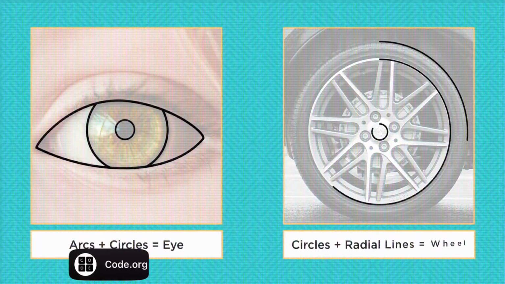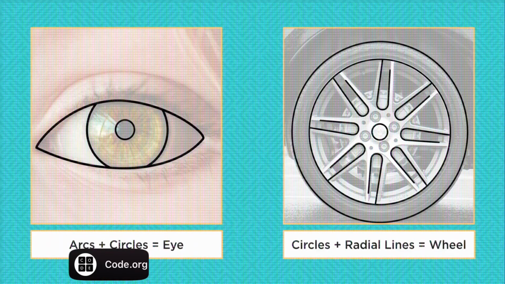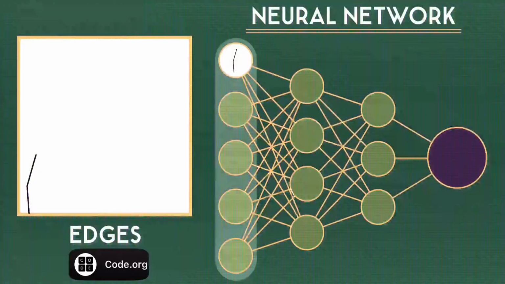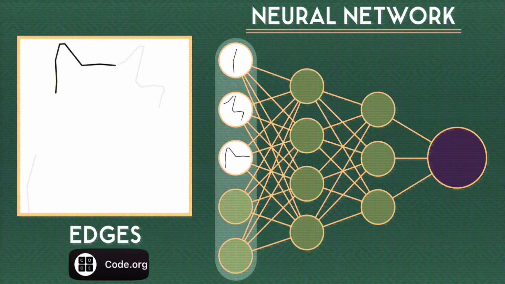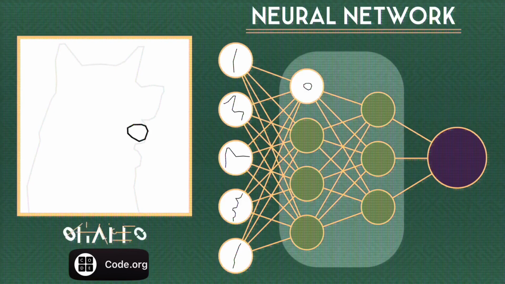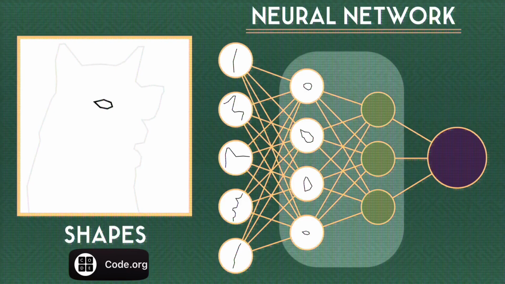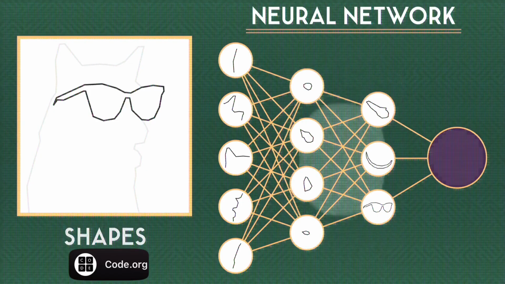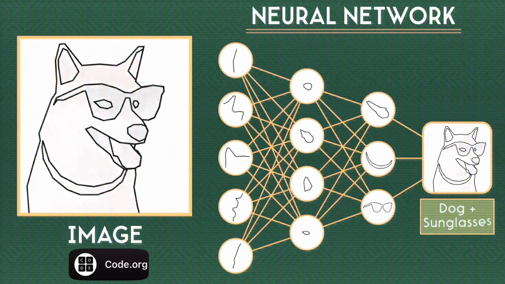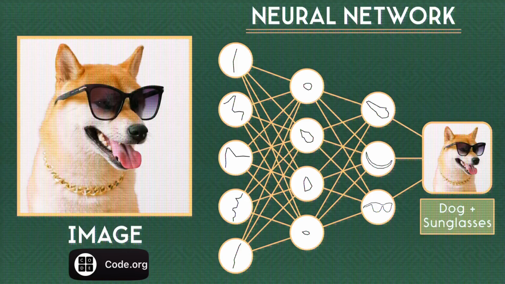You see the circle: the eyes and the wheel, we have circle radial lines. So we call that a neural network. Those rules are called a neural network. AI will use millions of these neural networks daily to create images for us. So that's what machine learning is.